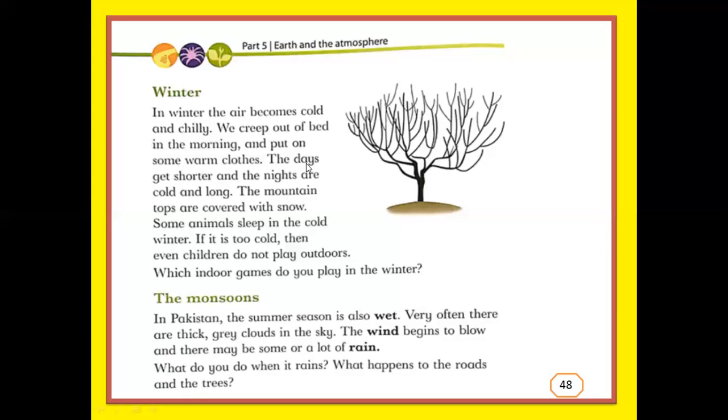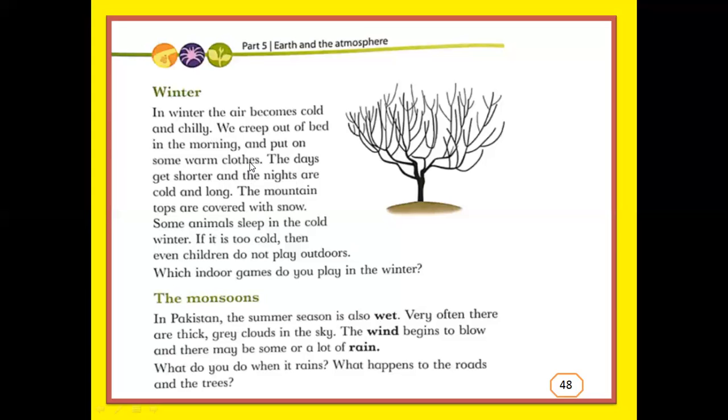Now what happens in the winter? In winter the air becomes cold and chilly. We creep out of bed in the morning and put on some warm clothes. The days get shorter and the nights are cold and long. The mountain tops are covered with snow, and some animals sleep in the cold winter. If it is too cold, then even children don't play outdoors.